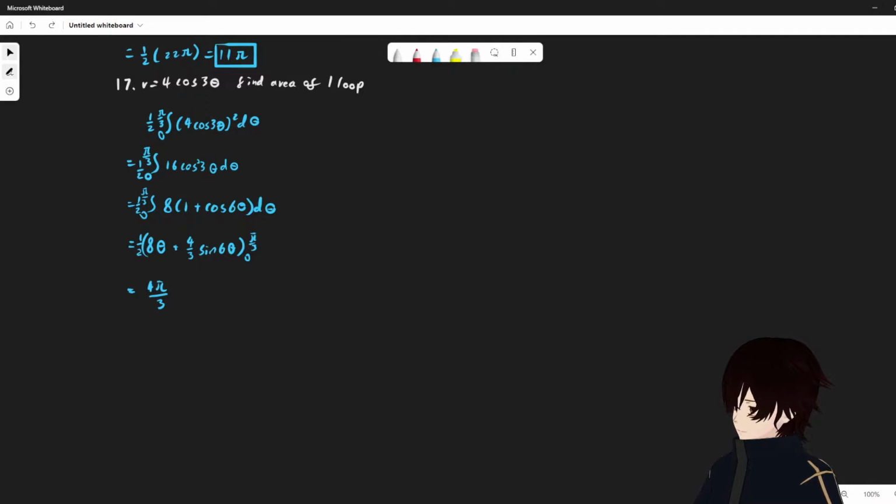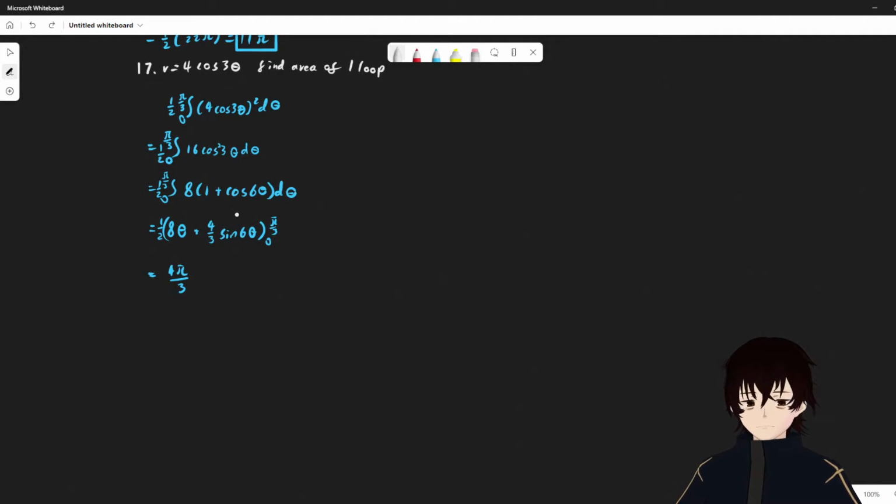Well, then next up we got 19. No, we just did 17. So next up we got 19. 19 says r is equal to sine of 4 theta. 4 is an even number, therefore we multiply by 2. There are 8 loops in this graph. Find the area of one loop.